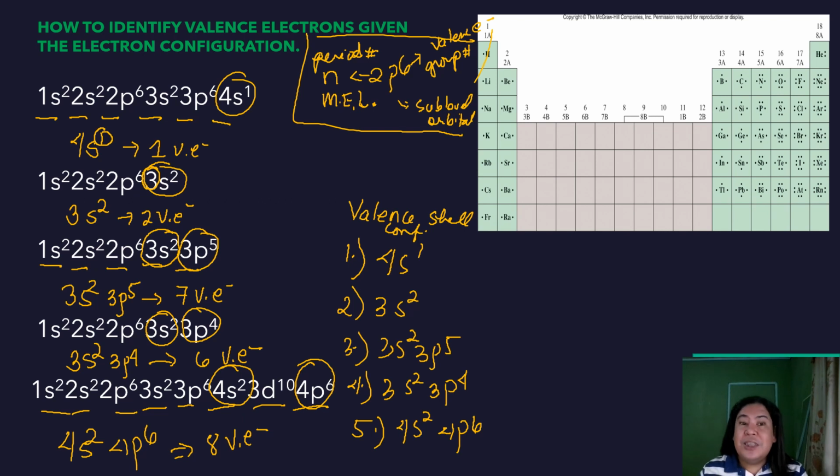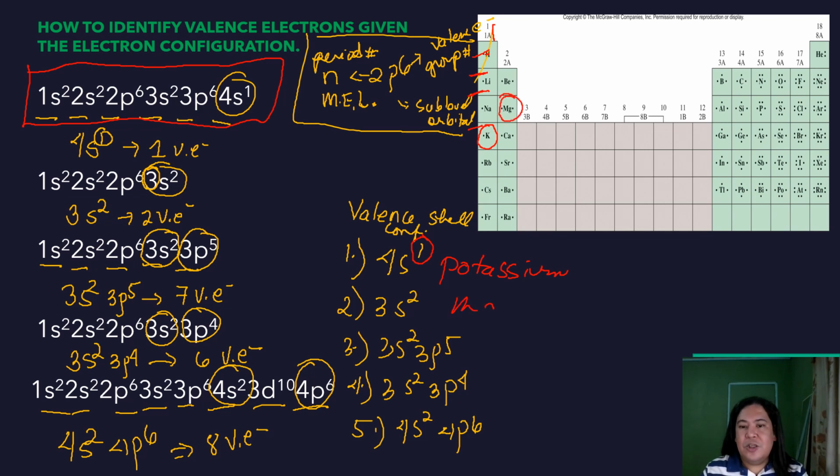So ibig sabihin, yung first electronic configuration natin belongs to period 4, group 1. Kasi di ba yung exponent is the valence electron in group 1. So 4s1. Period 4, 1, 2, 3, 4. And then group 1, that is potassium. So this element is potassium. Pagdating dito, 3s2, it belongs to period 3, group 2. So period 1, 2, 3, group 2, and that element is magnesium.